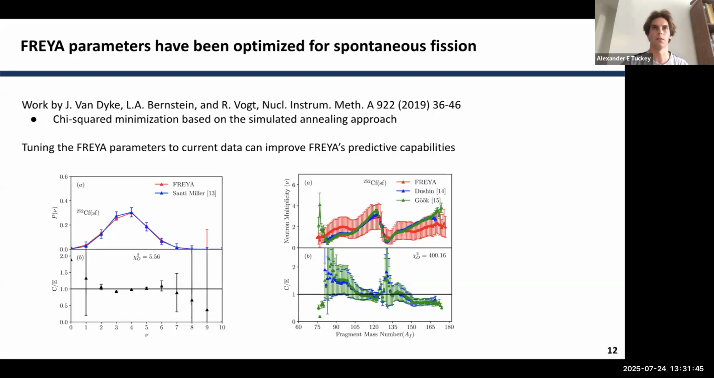And, you know, if we can reproduce current data with Freya, that's great. But ultimately, the goal is to use Freya to make predictions for where data is lacking or entirely missing. So the idea here is that by tuning the Freya parameters to currently existing data, we improve its predictive capabilities.